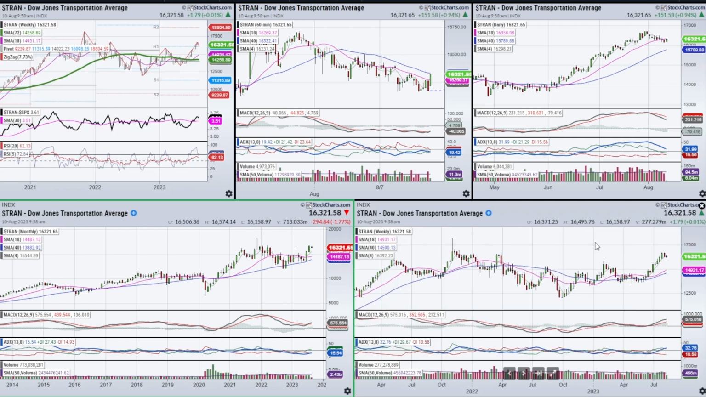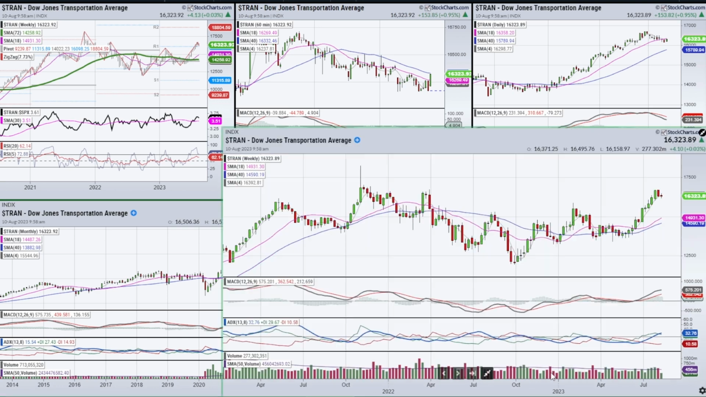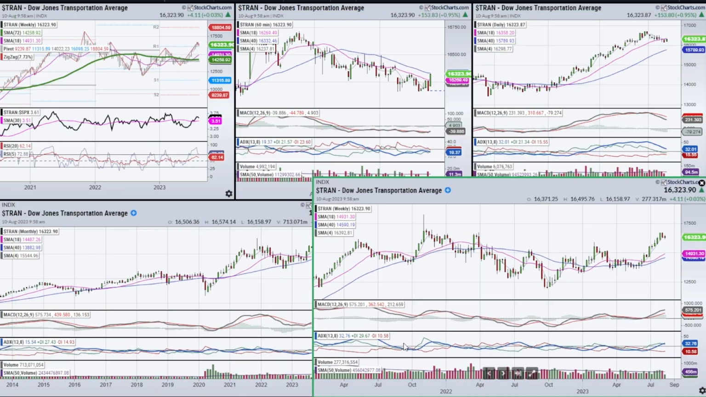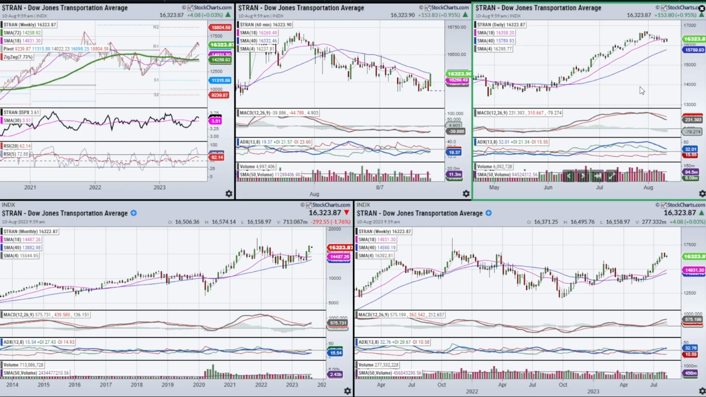Okay, look at the transports. I just wanted to point this out. This is a solid looking chart. Look at this sideways consolidation with a rising 40. So you've got a sideways 18 and a rising 40. You came back down to the zero line on the monthly chart. Look at the breakout on the weekly and look at what's going on on a momentum basis here. You see this confirmation on a MACD and an ADX basis. So any kind of a little pullback, I think, would be real attractive here.